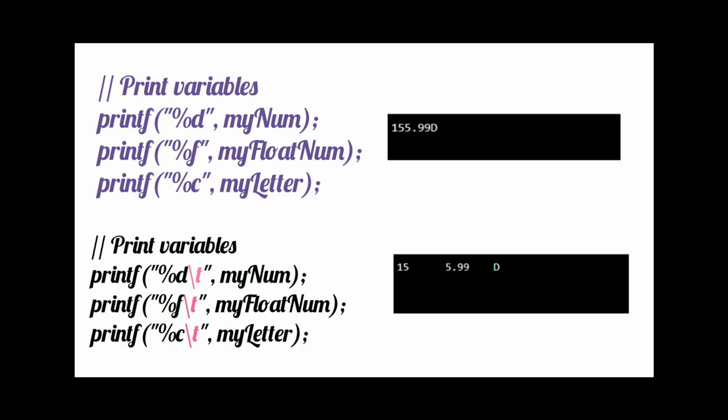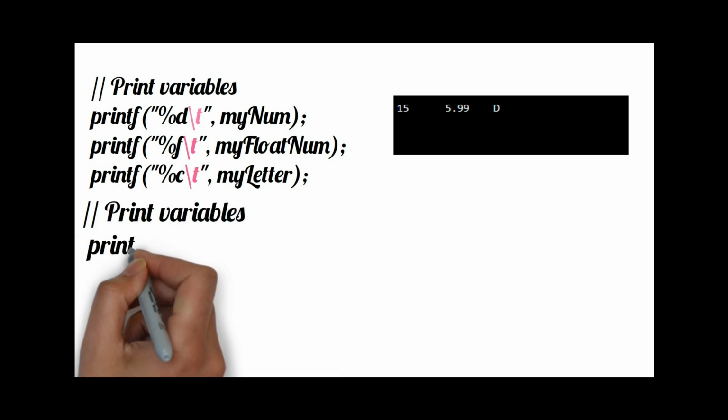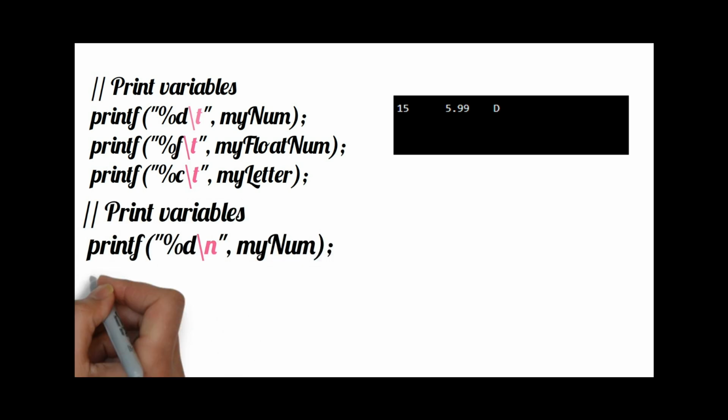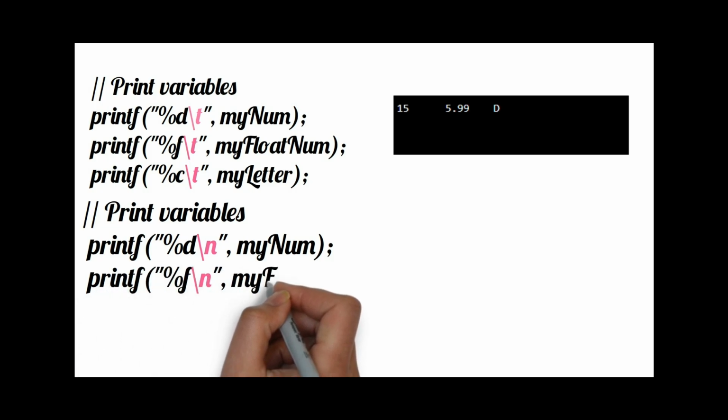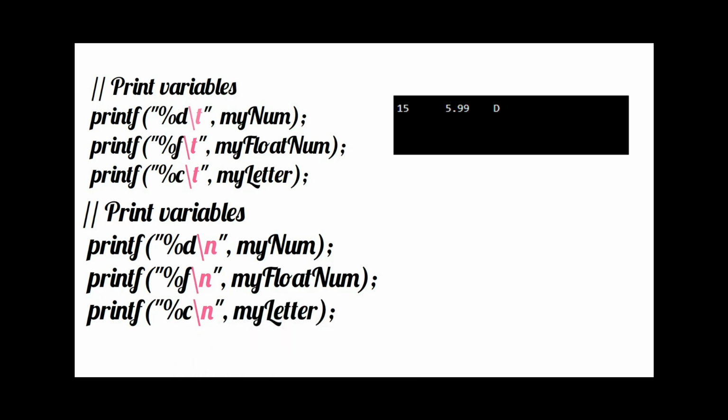Now, if you want to print on the next line, then instead of backslash t, we need to introduce backslash n. So I'm changing this to backslash n for all three print statements, and if I run this, this is the output.